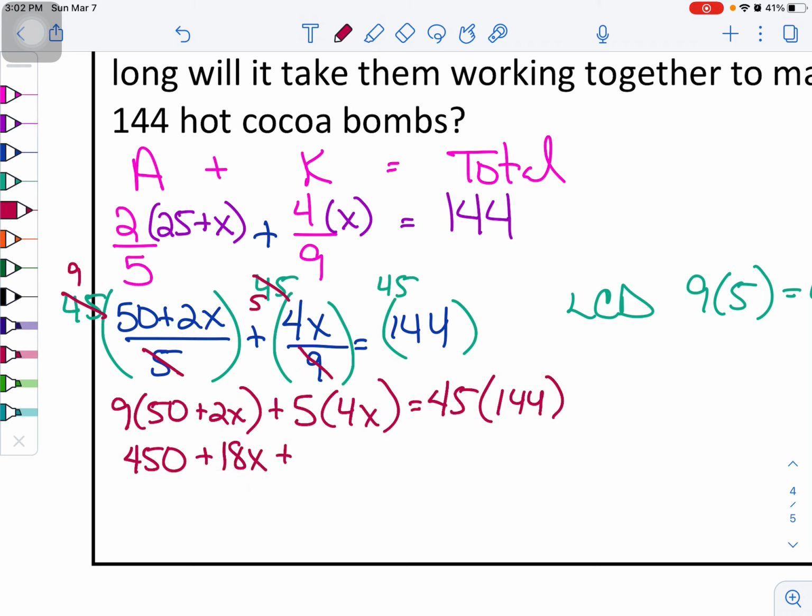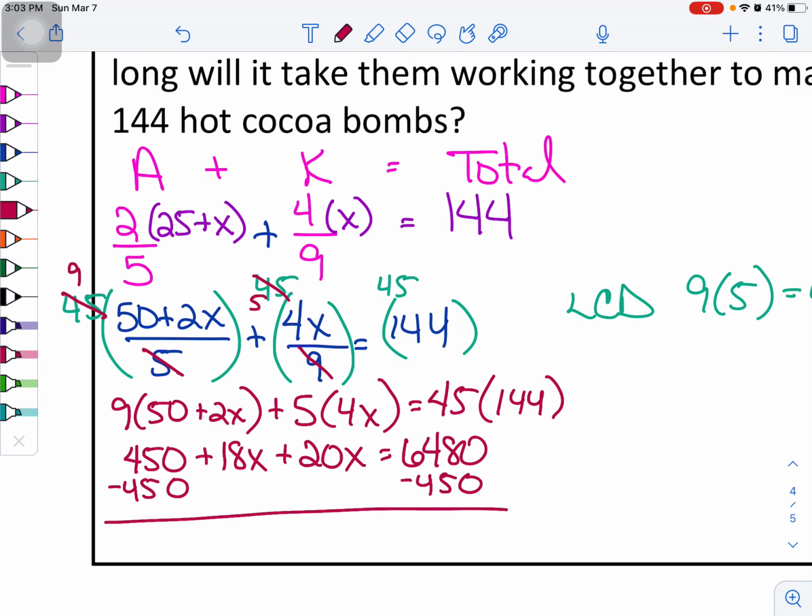All right, I'm going to distribute. I am using my calculator for reference here. So 9 times 50 is 450. 9 times 2x is going to be 18x. 5 times 4x is 20x. And I have no idea what 45 times 144 is. Let's see, 6,480.